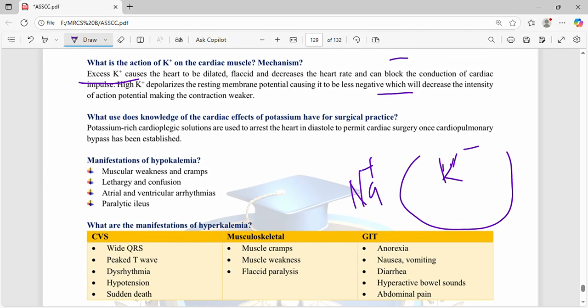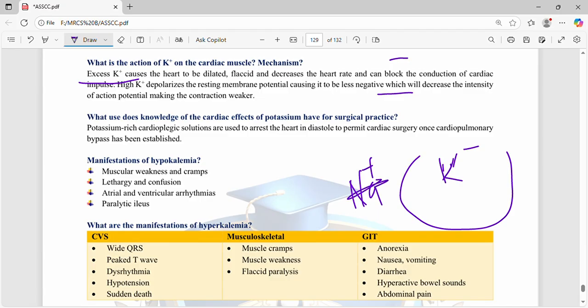Okay, what use does knowledge of the cardiac effects of potassium have for surgical practice? Potassium-rich cardioplegic solutions are used to arrest the heart in diastole to permit cardiac surgery.